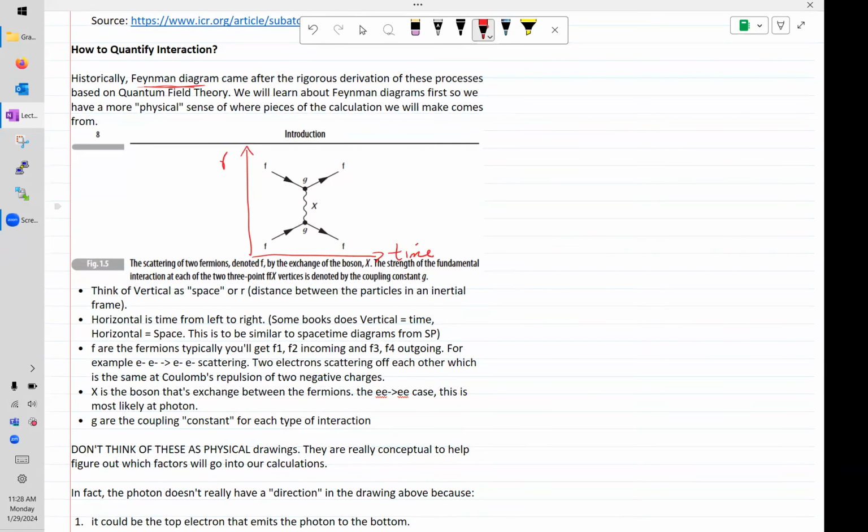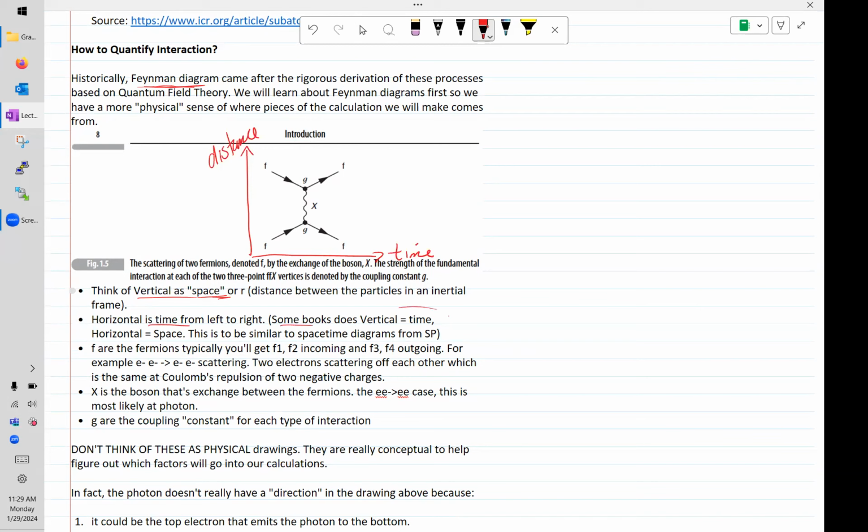Okay, so think about this as distance between things. This is a very qualitative picture. This is actually not how particles actually interact with each other. They don't come in exactly at this angle until they hit each other, right? So the vertical is kind of like distance between things, and the horizontal is time.